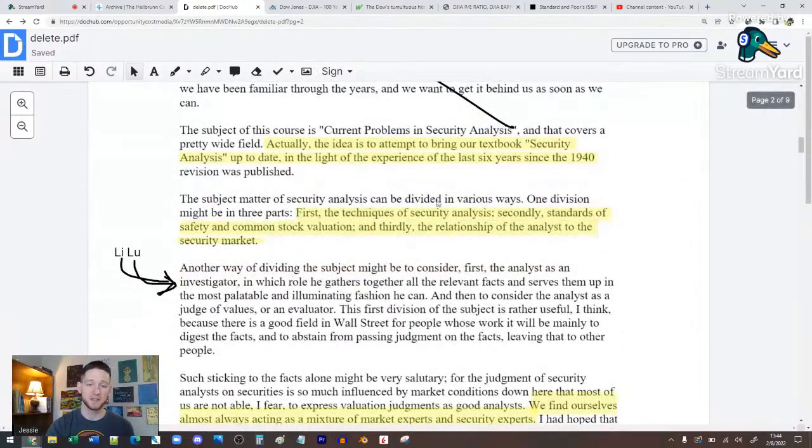Then he starts by saying, what is security analysis? He says there's really 3 components to it. There's analyzing a security, there's having a margin of safety, and then the relationship of the analyst to the security market, which I kind of interpret as the human psychology portion of it.